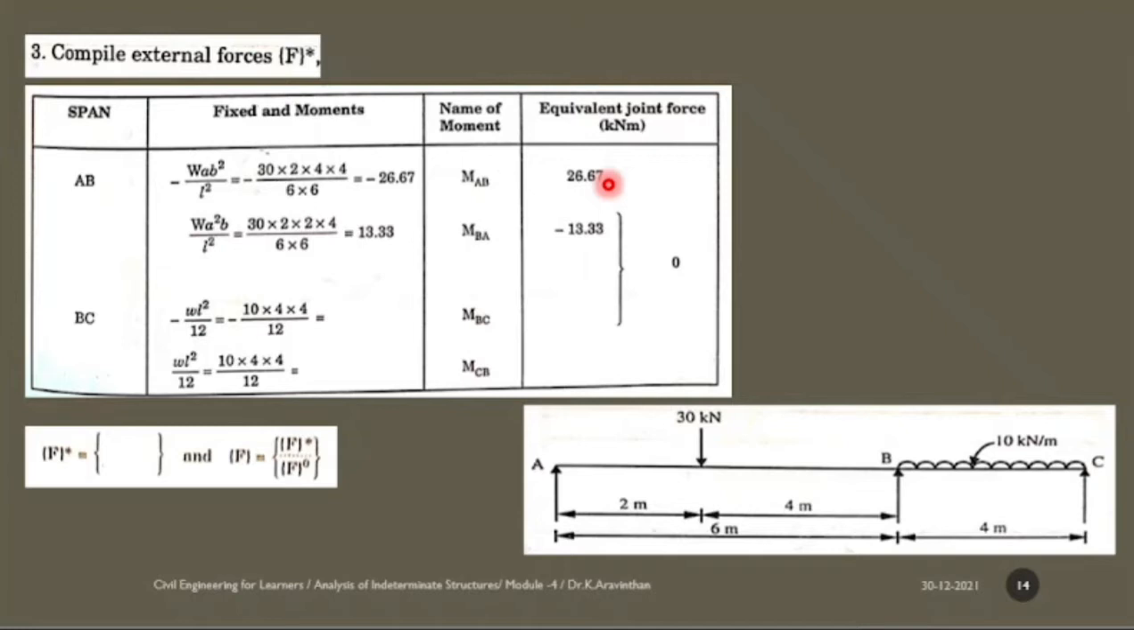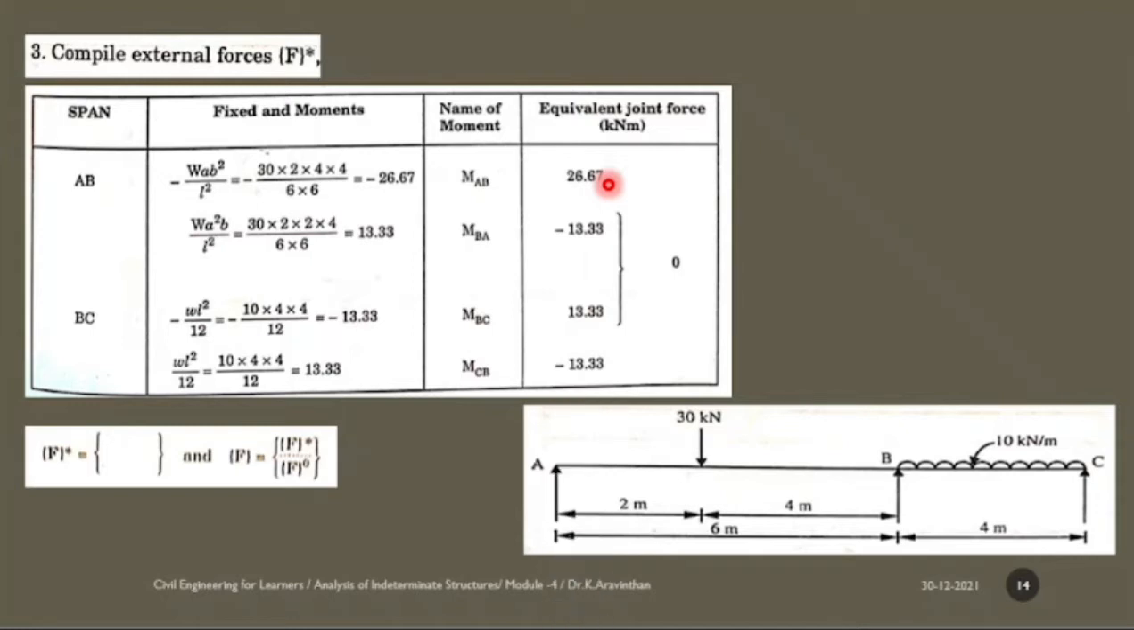and WL square by 12. So your answer will be the same, minus 13.33, and the equivalent joint force will be plus 13.33. What is the final answer? The last answer is also 13.33, and the equivalent joint force is minus 13.33.